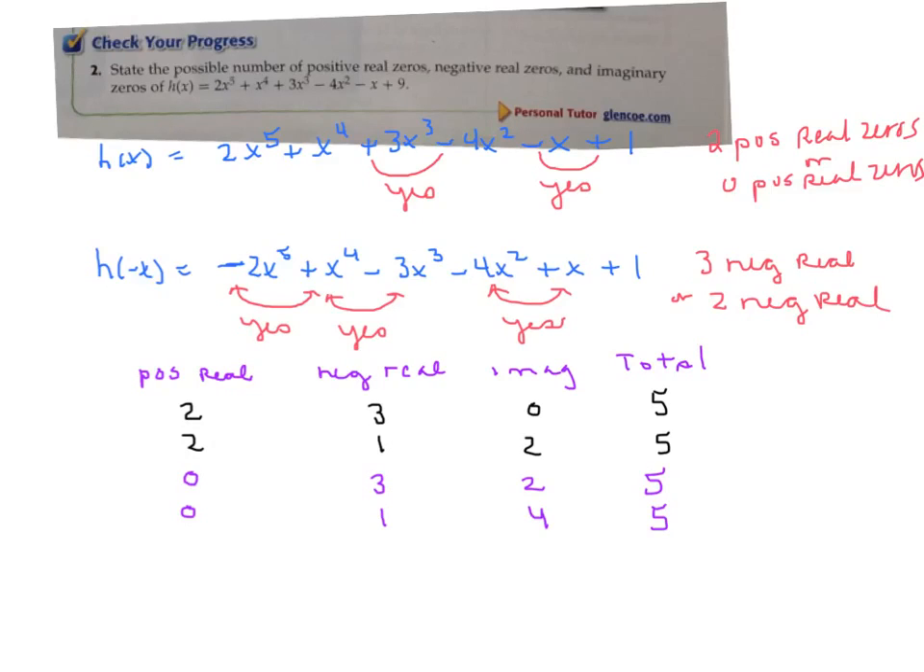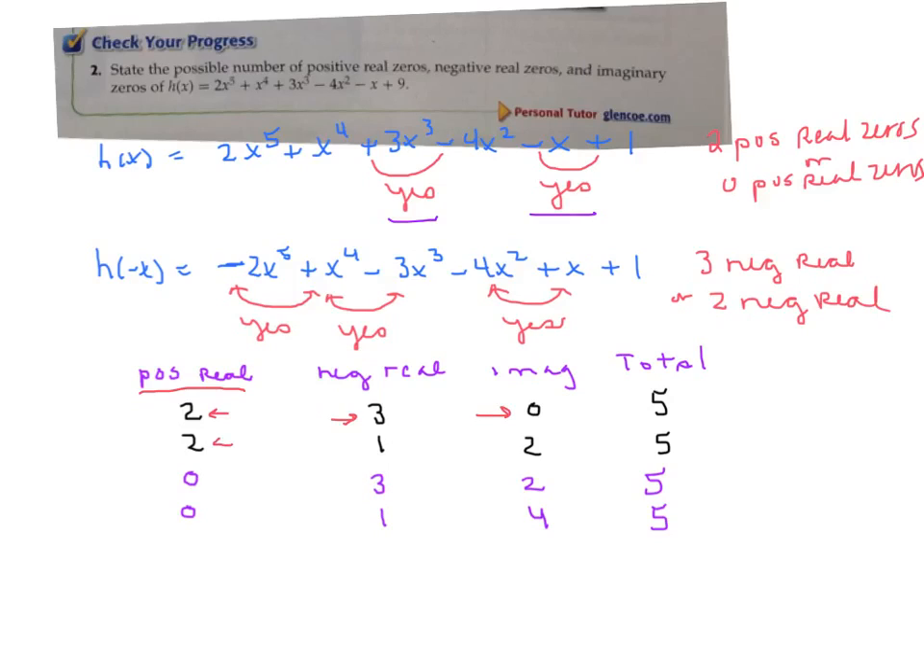Okay, take a look at it. There were 2 sign changes with h of x. So that means it's possible that there are 2 real zeros or 0 real positive zeros. So here's my positive real zeros. I could have 2 with 3 of the negatives. That would leave 0 imaginaries just because it has to be a total of 5.